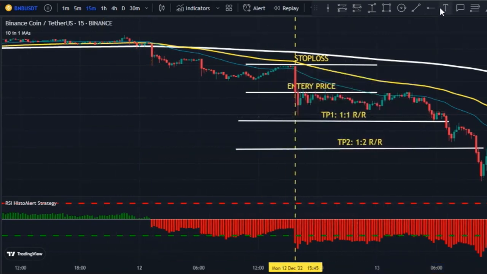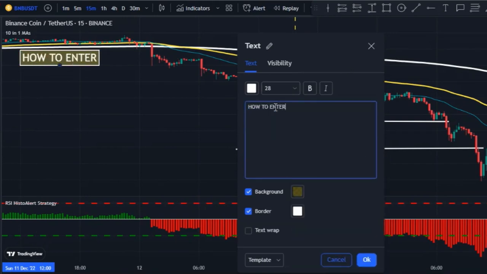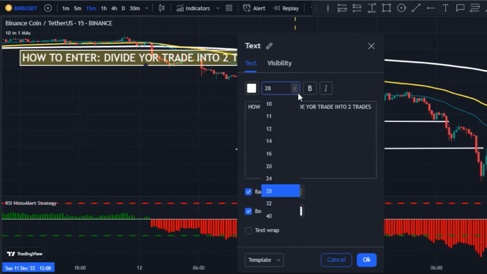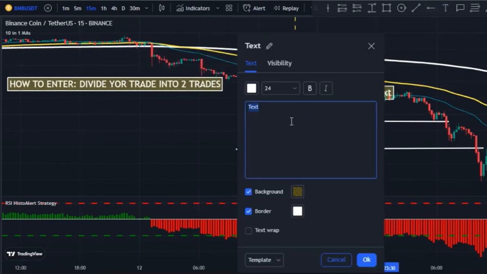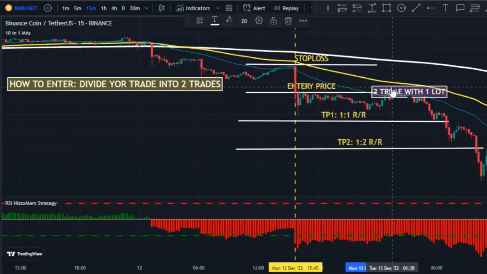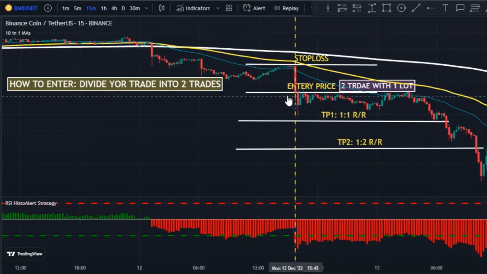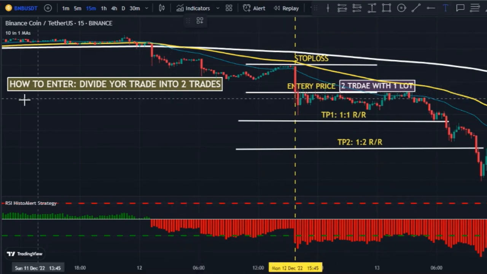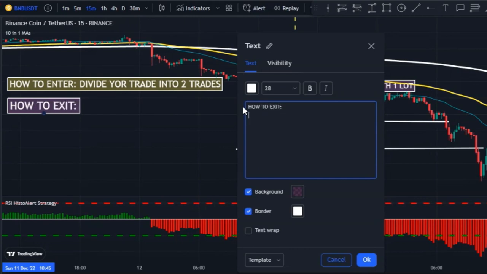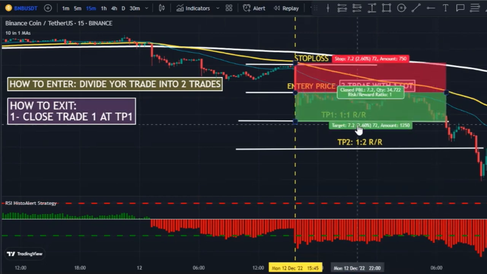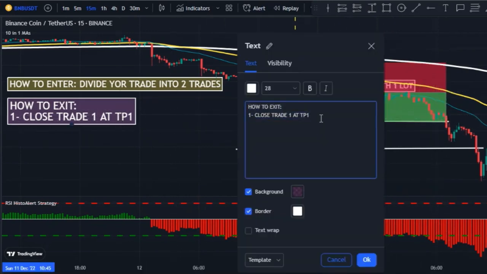So now, before entering into a trade, remember that you should divide your volume by 2. For example, if you plan to enter a trade with a volume of 2 lots, you should divide this trade into 2 trades with a volume of 1 lot each. And set the first trade target to the risk-reward ratio of 1 to 1. And the target of the second trade should be the risk-reward ratio of 1 to 2.